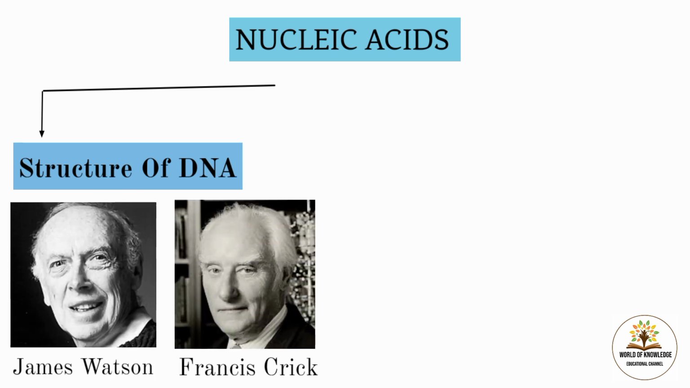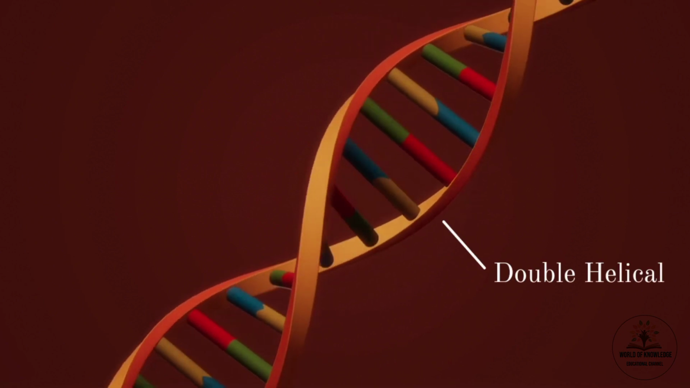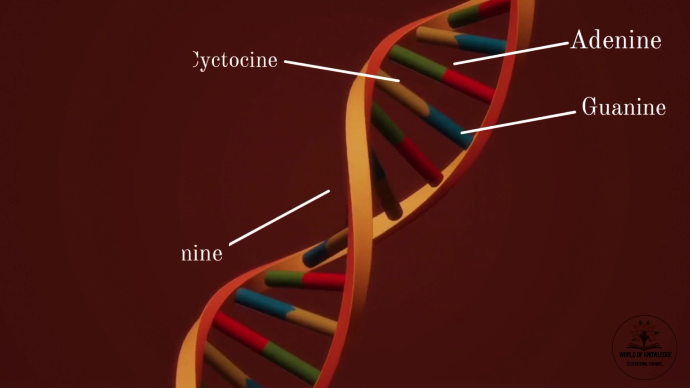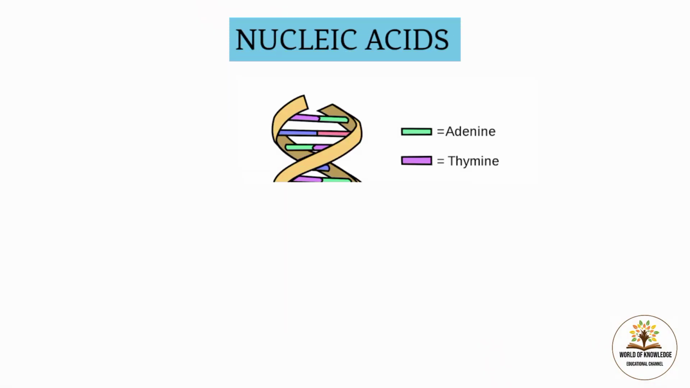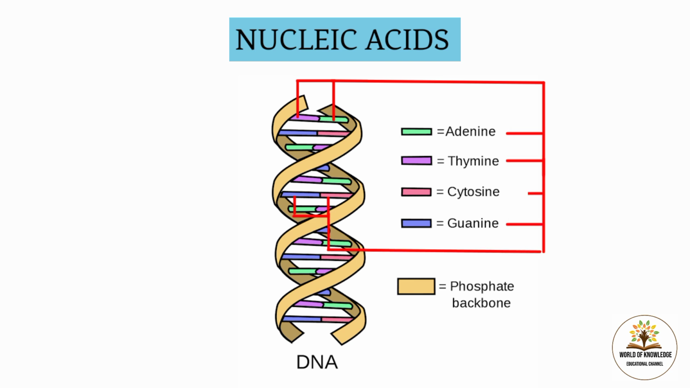The structure of DNA was explained by James Watson and Francis Crick in 1953 by making a model. They proposed that DNA is a double helical structure. Each helix is made up of 4 types of nucleotides, in which number 1 is adenine, number 2 guanine, number 3 cytosine, and number 4 is thymine. Now, both helices are complementary to each other. If one helix contains adenine, the opposite or complementary helix will contain thymine, whereas cytosine is complementary to guanine.